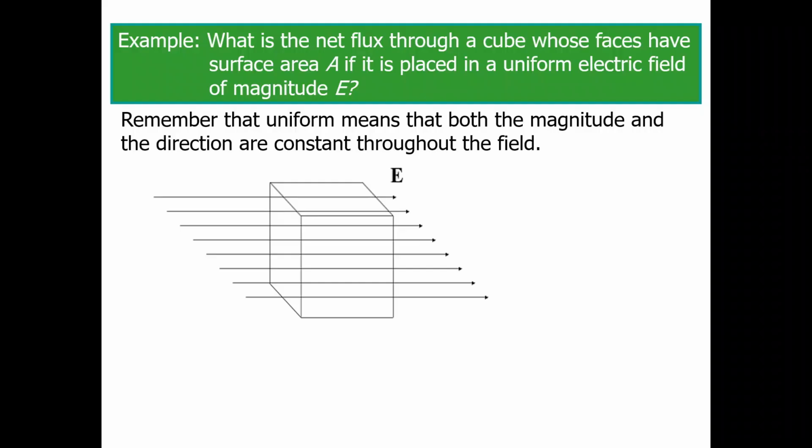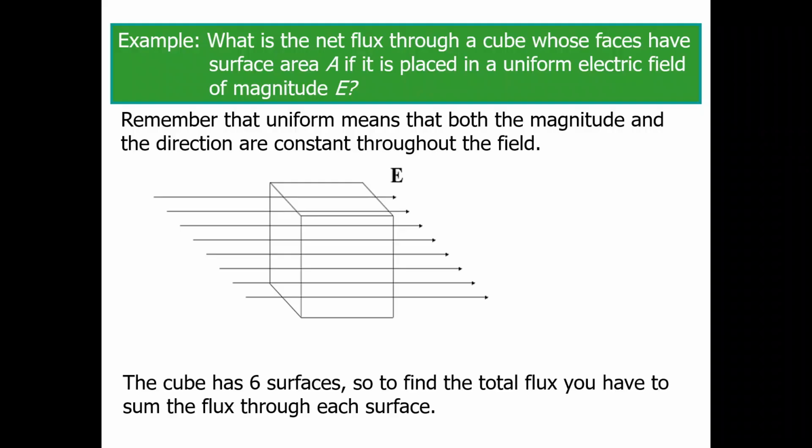So no matter which part of the surface I look at, I know that the electric field has the same value and is pointing in the same direction. This cube has 6 surfaces. So we have to find the total flux. We have to look at each surface. So that's what we're going to do. We're going to break it down by surface.